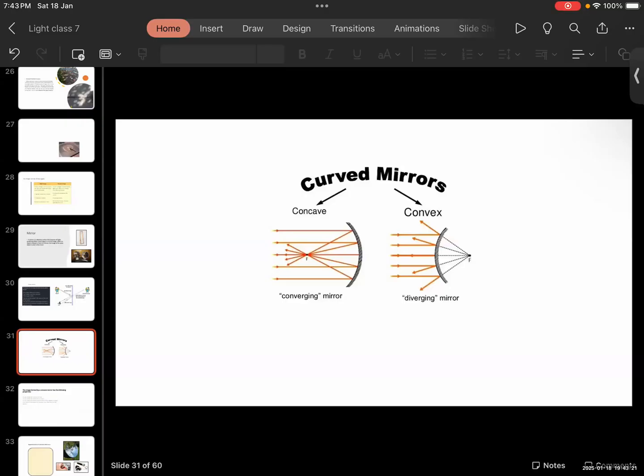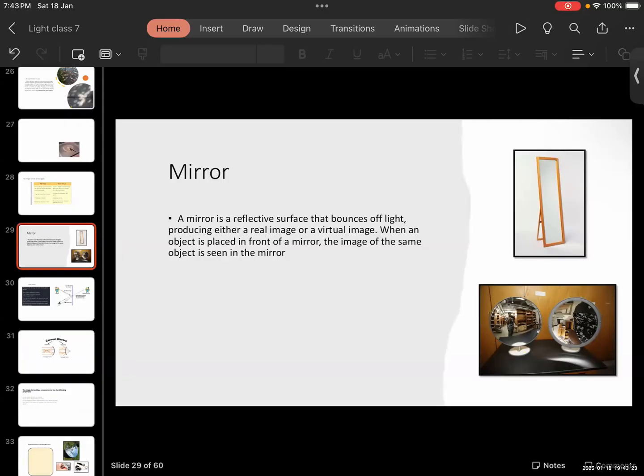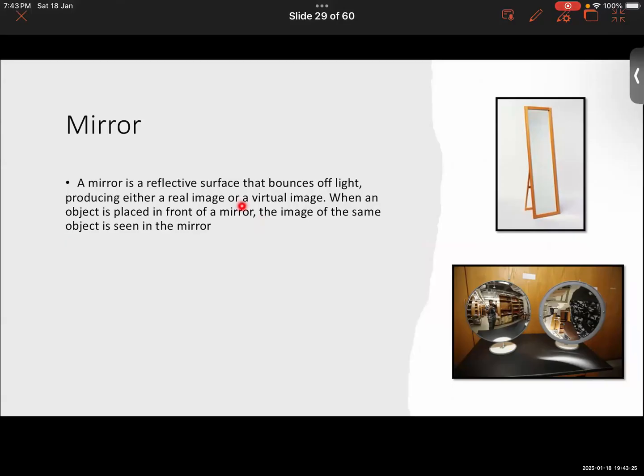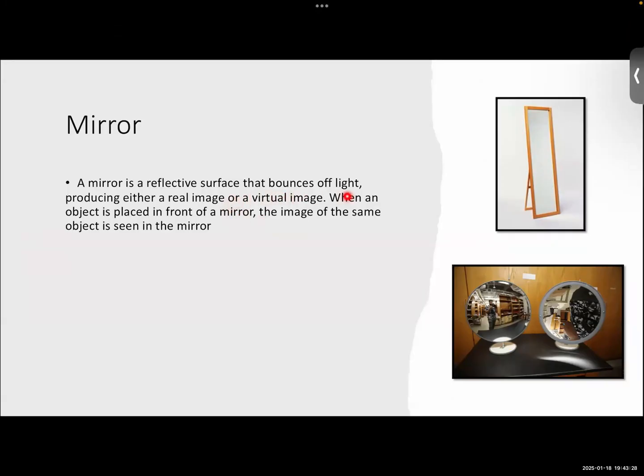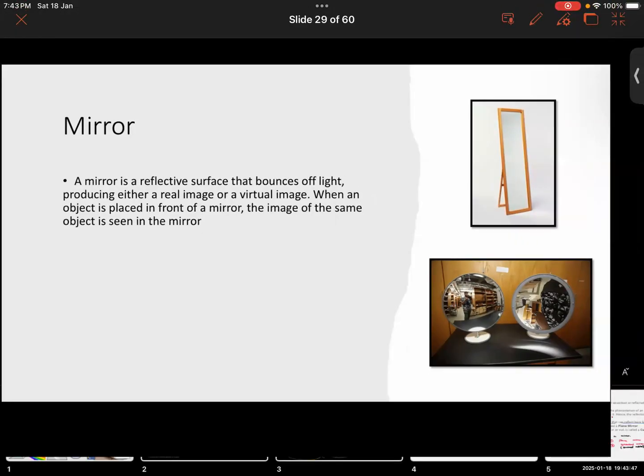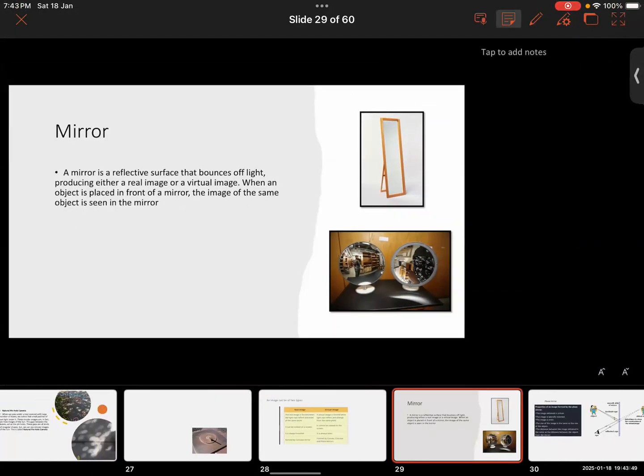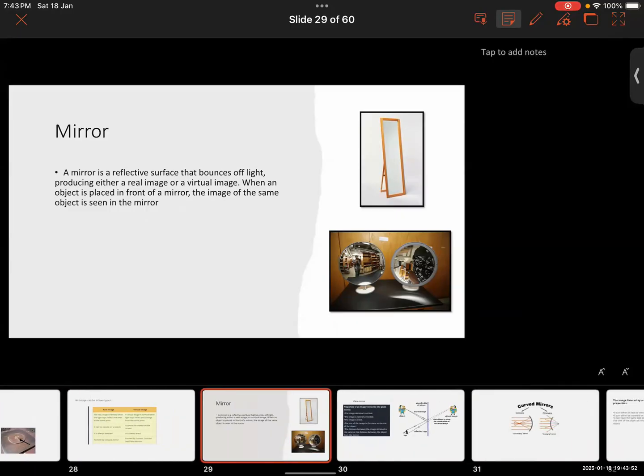Take a look at this one first. We had learned about mirrors in general. A mirror is a reflecting surface that bounces off light, producing either a real image or a virtual image, right? It can produce either a real or a virtual image. So when an object is placed in front of a mirror, the image of the same object is seen in the mirror. So over here is a plane mirror, right? This one. And these are the spherical mirrors, namely the concave and the convex mirrors, right? Okay. That is something we have learned.